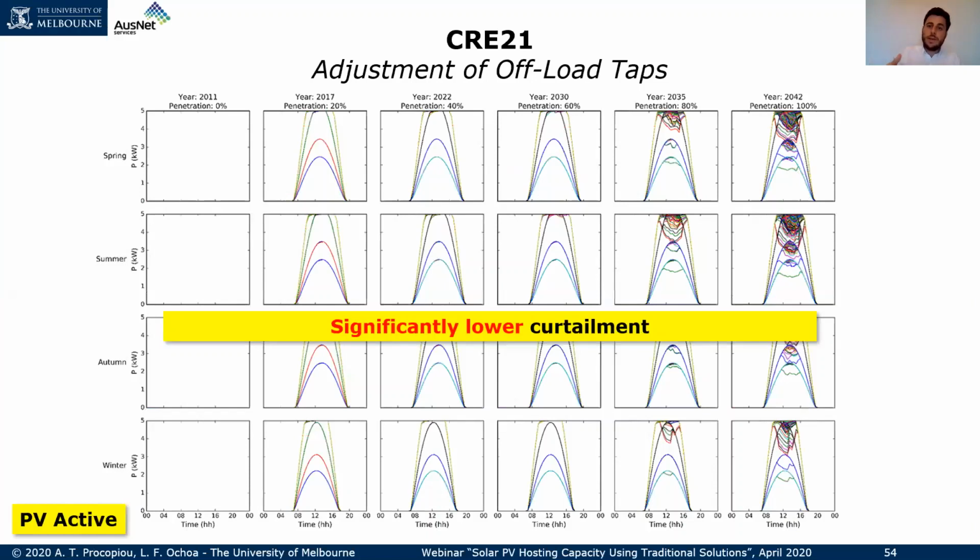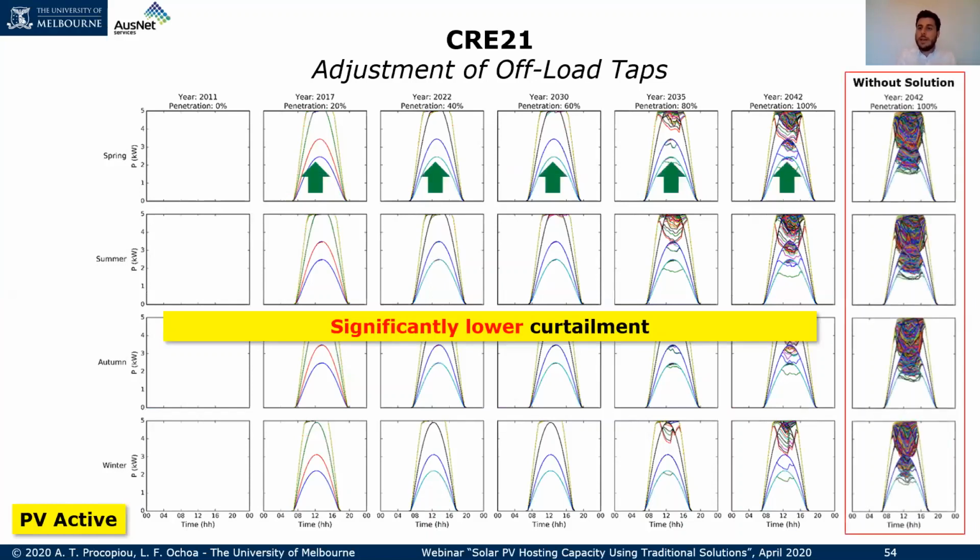Therefore, this solution brings additional benefits not only to the network but also to the customers, because we are significantly reducing the number of voltage issues. And again, just to compare with the previous case without any solution, this is the worst case scenario, where we can see significant curtailment for a large number of these customers with PV systems, whereas in the case where we adopt offload tap changes, the effect is reduced significantly.